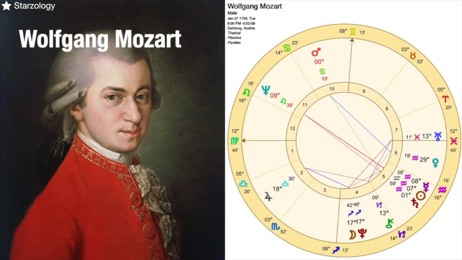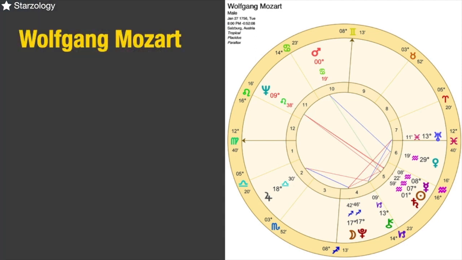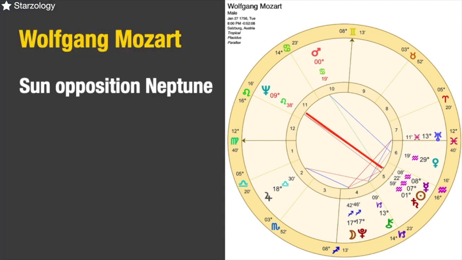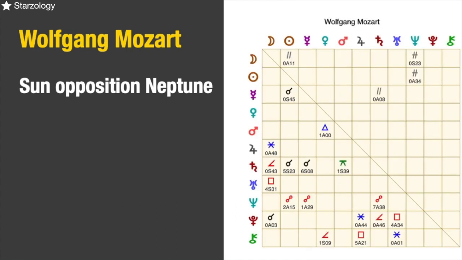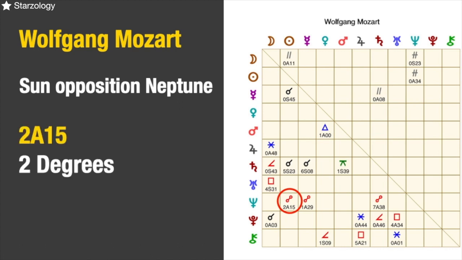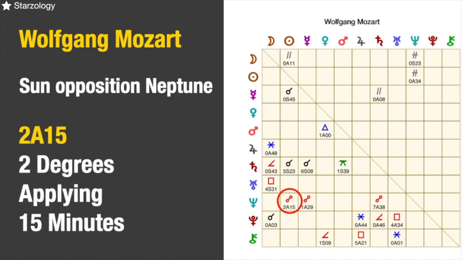So moving on, let's have a look at Mozart's chart. He's got a different sort of thing going on here. So he has the Sun opposition Neptune. When we look at the grid, we go down the Sun column to Neptune, and we can clearly see the opposition symbol. So it's 2A15, 2 degrees applying 15 minutes. So this is an opposition.